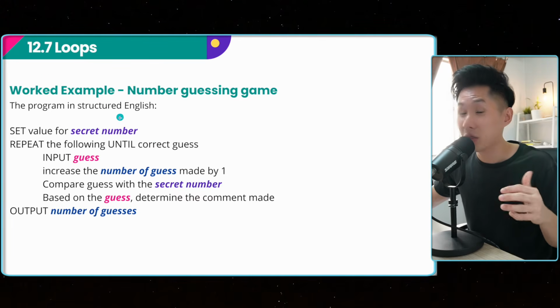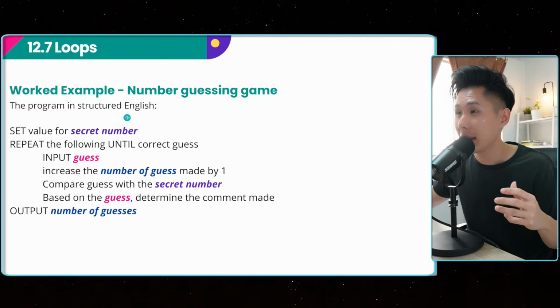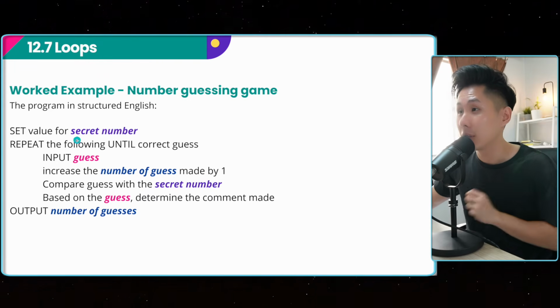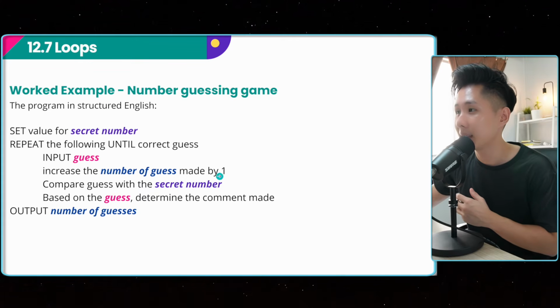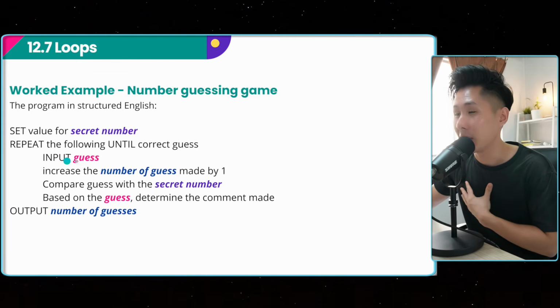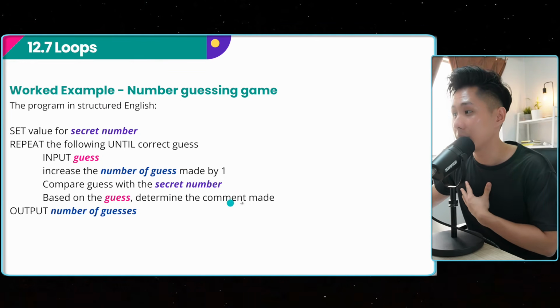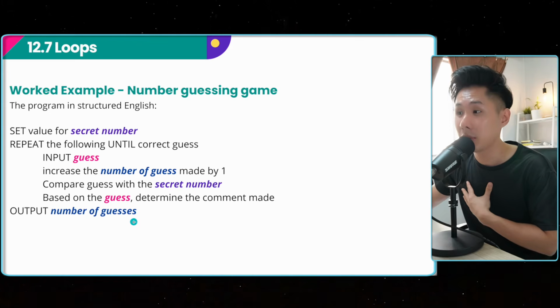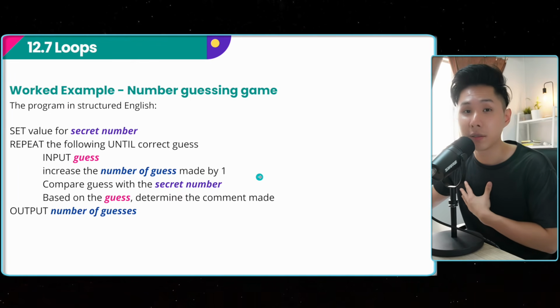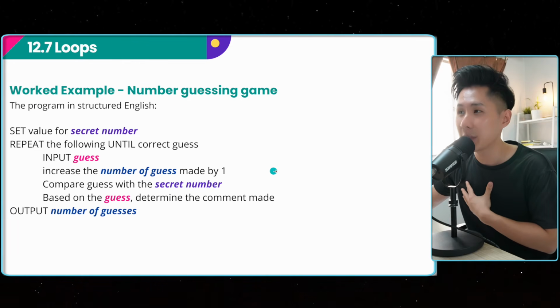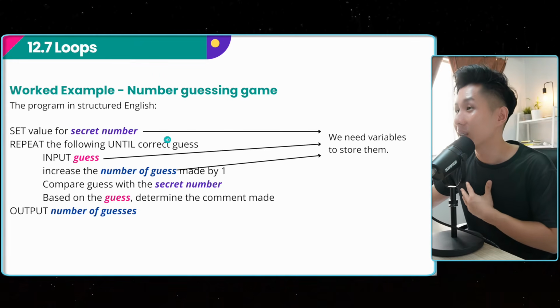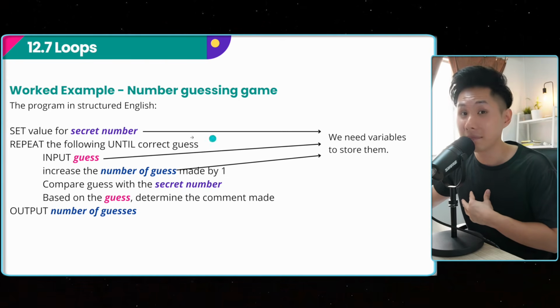This is how you can write your program in structured English, if you just want clarity. Set the value for a secret number. So what is the secret number before they guess? And repeat the following steps until a correct guess: get an input from the user, increment the number of guesses by 1, compare the guess with the secret number, and based on the guess, determine the comment to make. At the end of the program, you output the number of guesses. So pause the video now to see whether you can write it in pseudocode and also in a flowchart. 3, 2, 1.